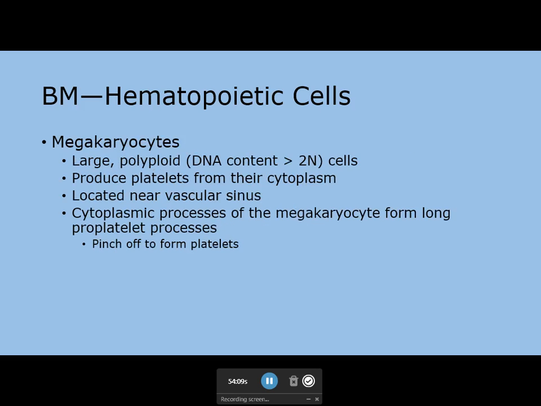All right, megakaryocytes, these are those large, what's polyploid? Poly is more than one.